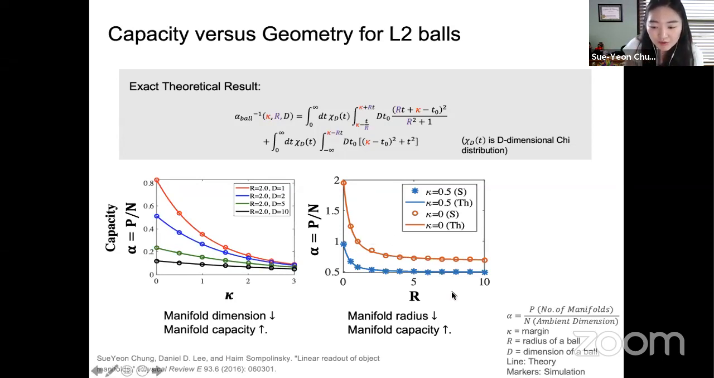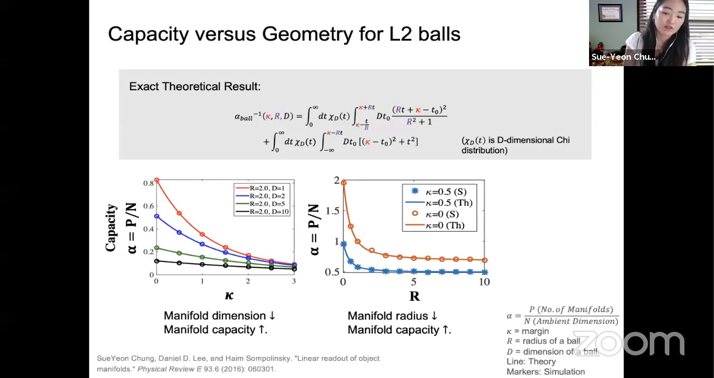What we're seeing on the right-hand side of the figure is that as you increase the radius of an object manifold, the capacity also reduces. So if you want to have a higher object manifold capacity, you need to lower the object manifold dimension and object manifold radius. And what we're seeing in this particular slide is a result from simple spherical L2 shaped balls.